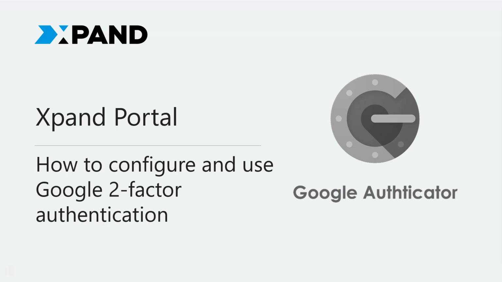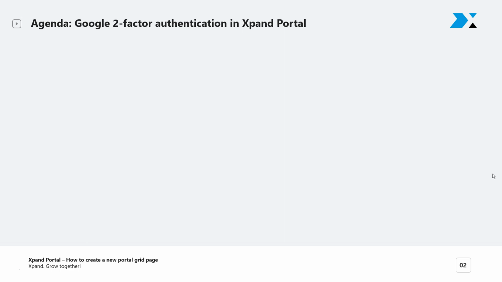Today I'll show you how you can increase security on your portal by configuring two-step Google authentication. If you do this, a portal member will have to link their Google Authenticator app with their portal member account and authorize their sign-in requests.